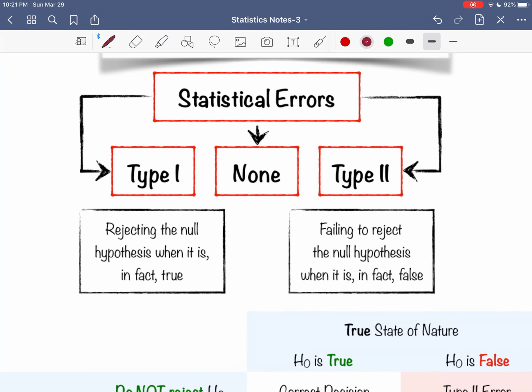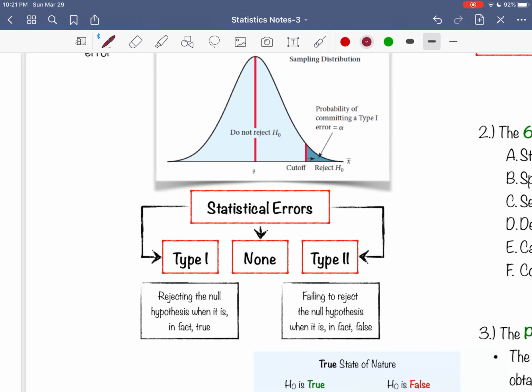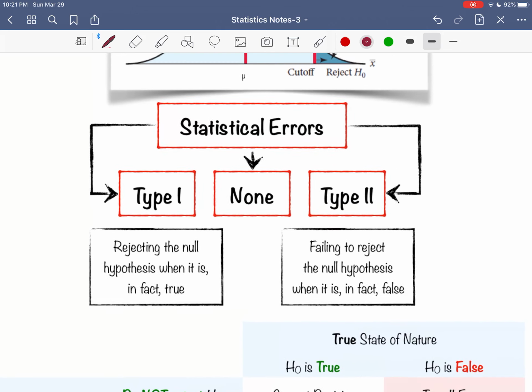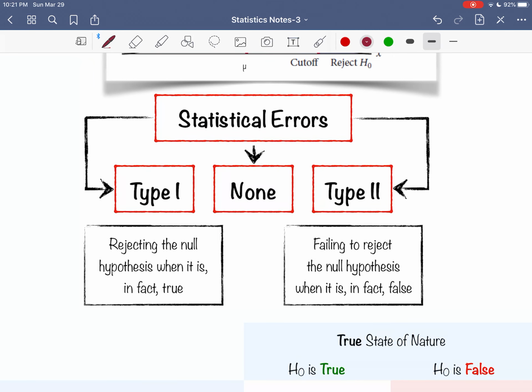There's really two types of mistakes that you can make in hypothesis testing. They are type 1 and type 2 errors. Obviously, you can also not make an error. A type 1 error is when you reject something that is actually true.